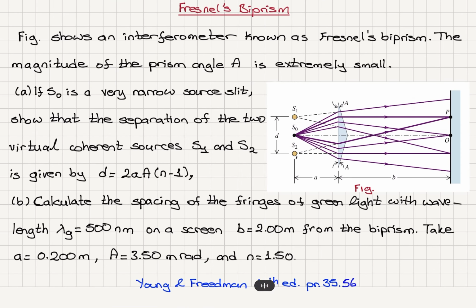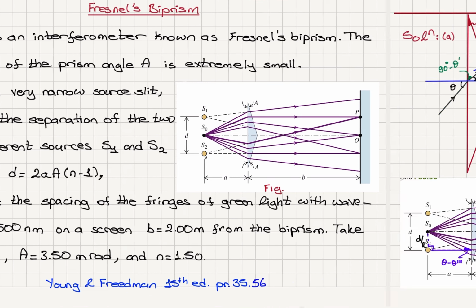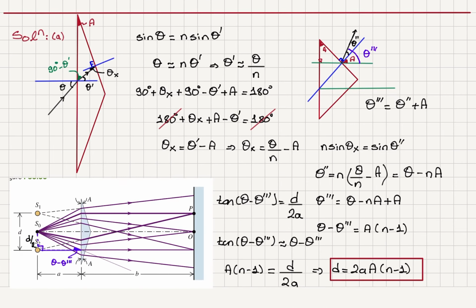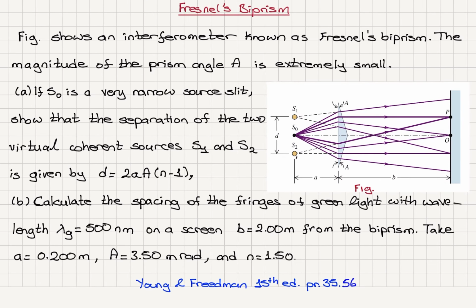All right, so in part B, we want to calculate the spacing of the fringes on the screen, and that's basically the spacing between two bright fringes. So let's recap what we did here. We have an interferometer known as Fresnel's biprism. The magnitude of the prism angle A is extremely small, and S0 is a very narrow source slit, and we have two virtual sources, S1 and S2, as you can see in this construction.